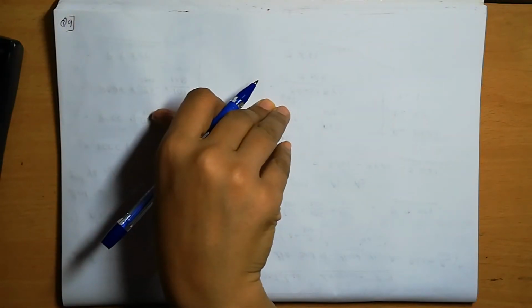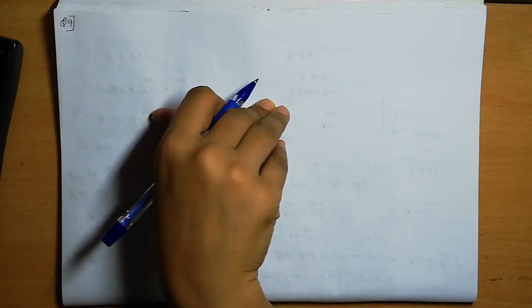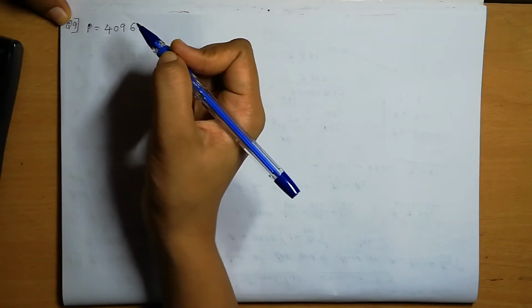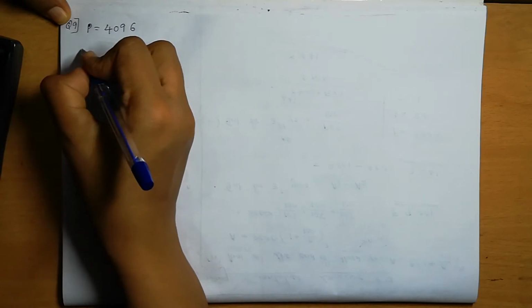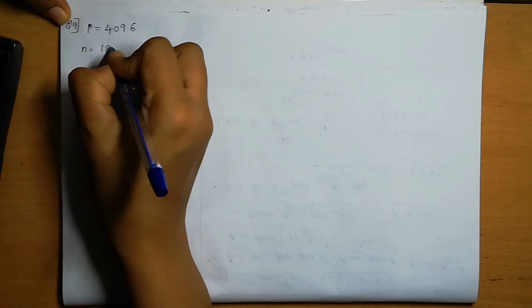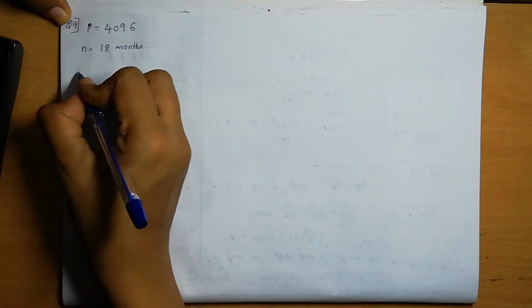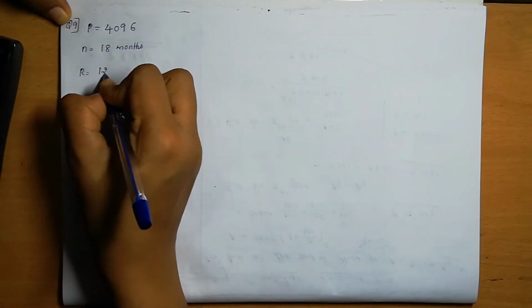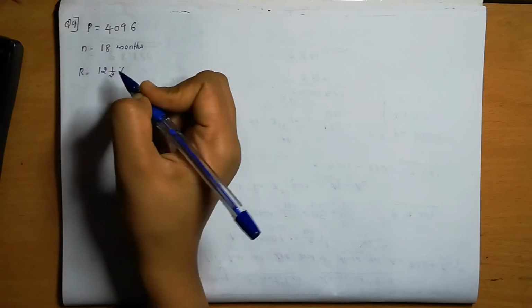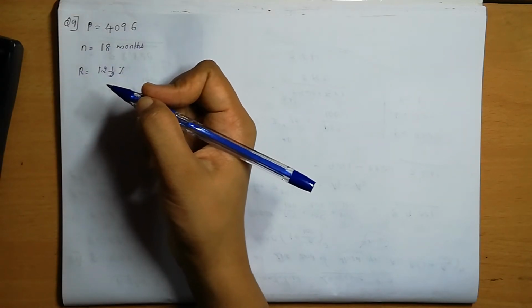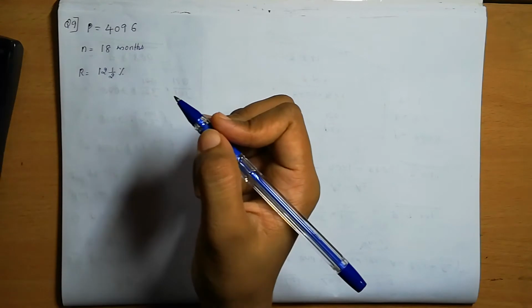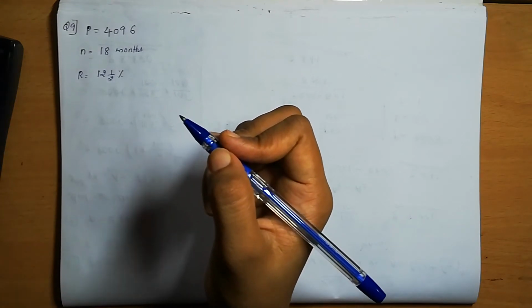Question number 9. Find the amount which Ram will get on rupees 4096. So what is that one? That is the principal value, 4096, if it is given for 18 months. So the term is 18 months and the rate is 12 1/2 percent per annum, interest being compounded half yearly. So the interest is compounding half yearly only, right?